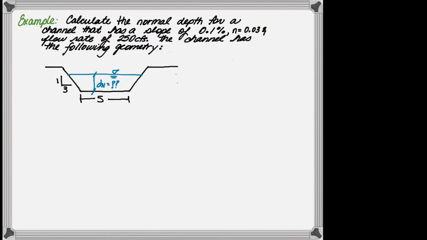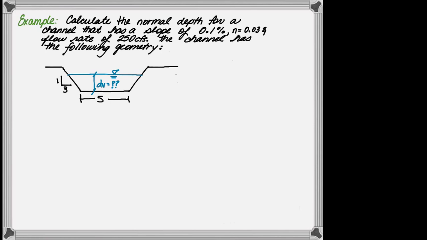Let's test out an example that we had done by hand. We calculated the normal depth for a channel that has a slope of 0.1%, a Manning's roughness of 0.03, and a flow rate of 250 CFS. The channel has the following geometry: 3-to-1 side slopes and a base width of 5, making it a trapezoidal channel.